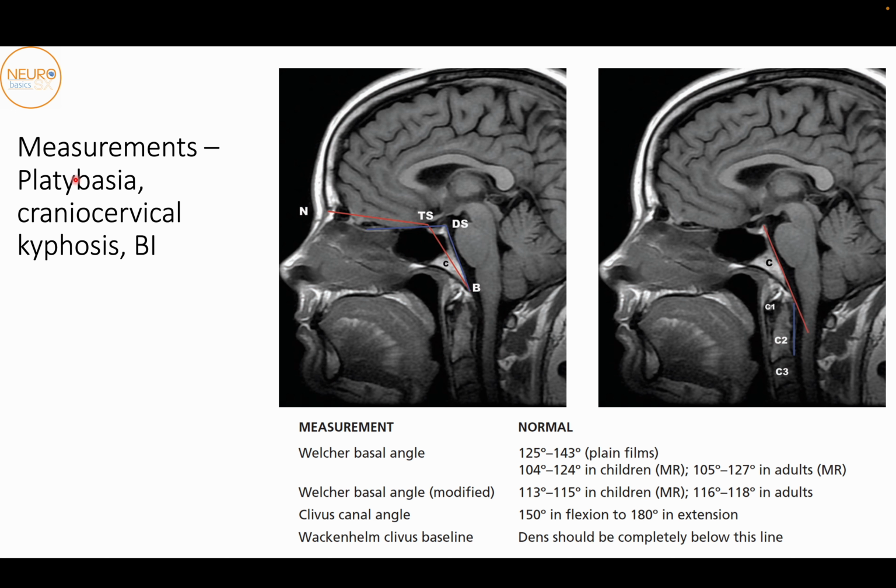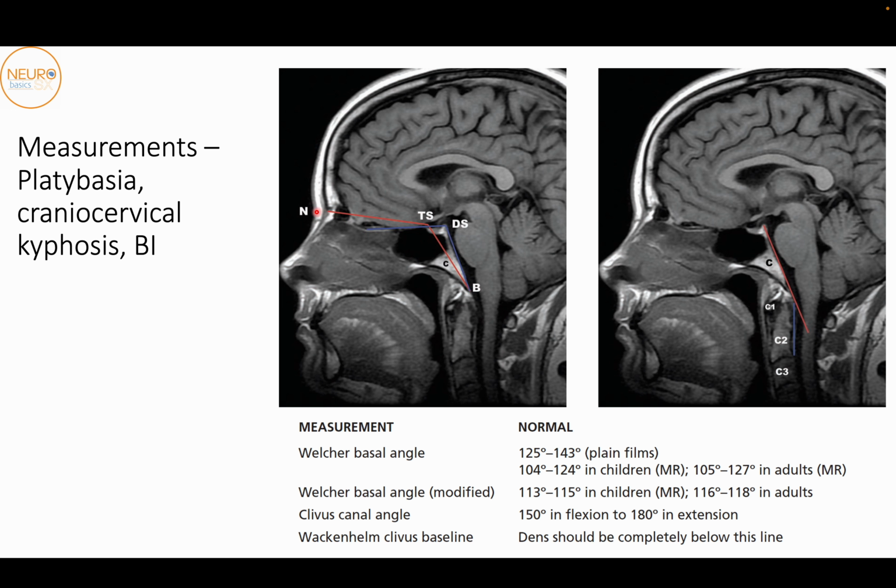So first of all, how do we measure if there is skull base flattening, basically known as platybasia, which might be associated with craniocervical kyphosis, basically a significant bend which is happening here, which might indent the brainstem, or might be associated with basilar invagination. All concepts we have discussed previously with craniovertebral junction lectures, but just a reminder of how to do these measurements.